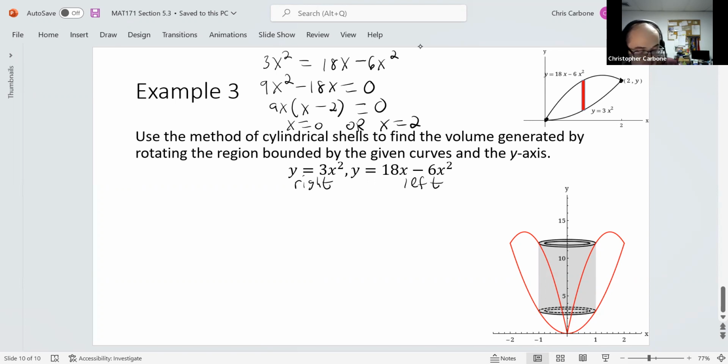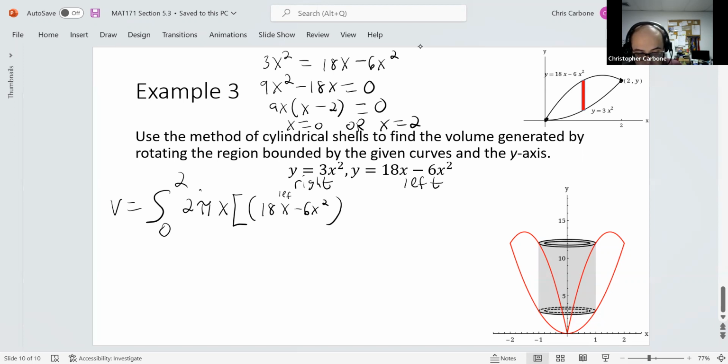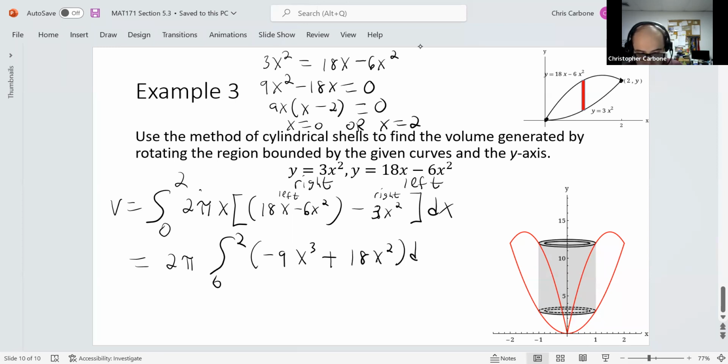So by using x as our variable with our integration, we get our volume to be the integral from the two numbers we just found, 0 to 2, of 2 pi times x times 18x minus 6x squared, which again is the leftmost function, minus 3x squared, again the rightmost function. And this will be with respect to x, so dx. This is 2 pi times the integral from 0 to 2. Combining like terms, we get negative 9x cubed plus 18x squared dx.